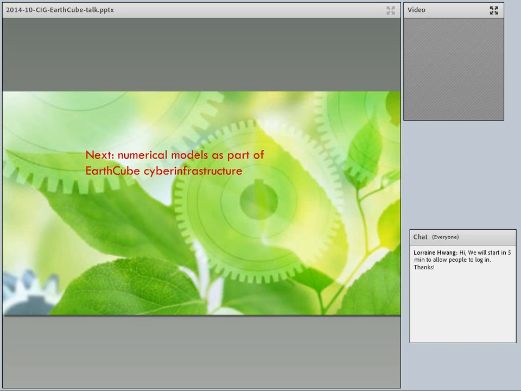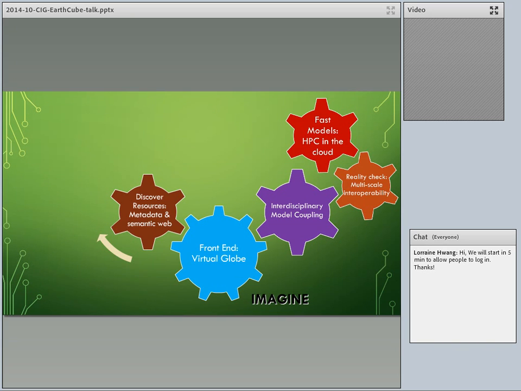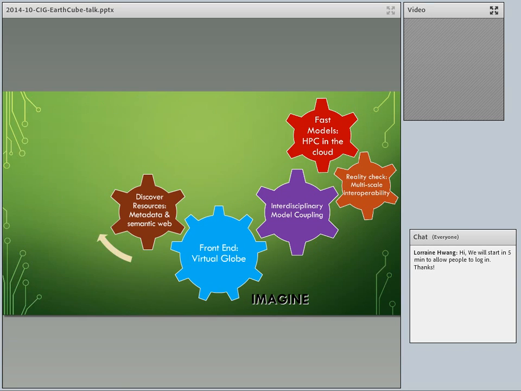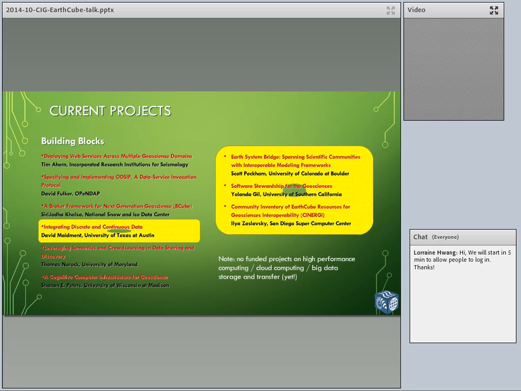Okay. Now on to the numerical models. Remember, we were just looking at this overall scheme of how all of the cyber infrastructure could work. Now the numerical model part is essentially here. So I'm removing everything that's not directly relevant, but we'll be focusing on the models, high performance computing, and linking of the models together into the disciplinary model coupling, and the metadata resources. Semantic resources. So out of the building blocks, these are particularly relevant. They're all relevant, but this is a closer collaboration.